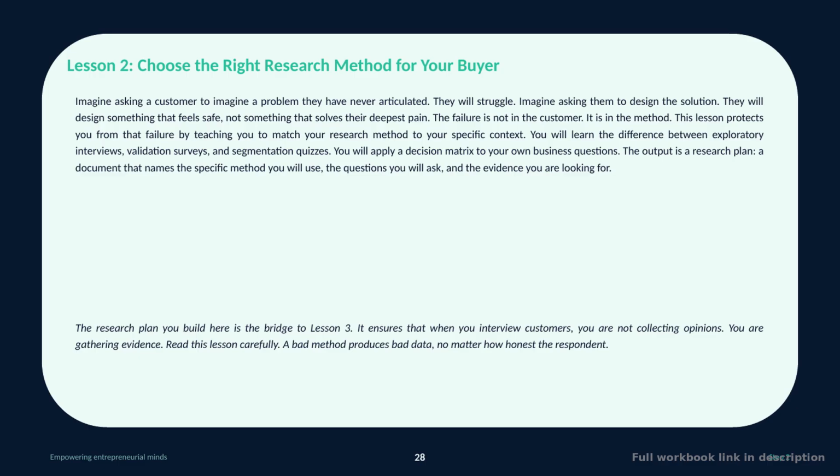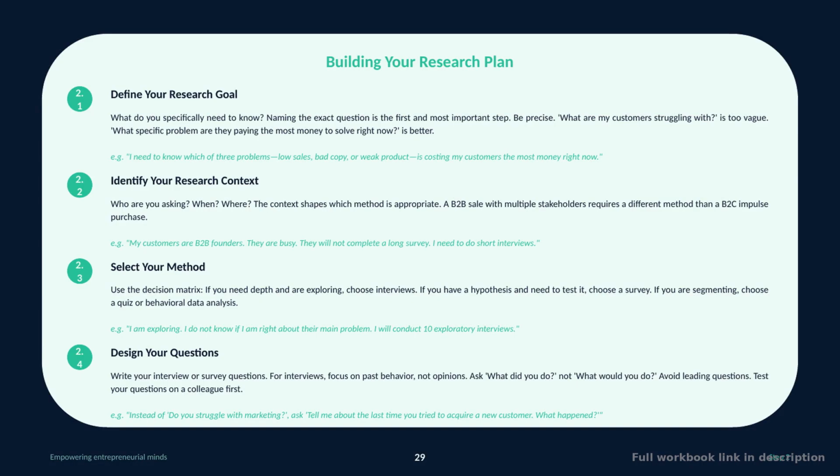You will learn the difference between exploratory interviews, validation surveys, and segmentation quizzes. You will apply a decision matrix to your own business questions. The output is a research plan, a document that names the specific method you will use, the questions you will ask, and the evidence you are looking for. The research plan you build here is the bridge to Lesson 3. It ensures that when you interview customers, you are not collecting opinions. You are gathering evidence. The output for this lesson is your research plan. Let's build your research plan.